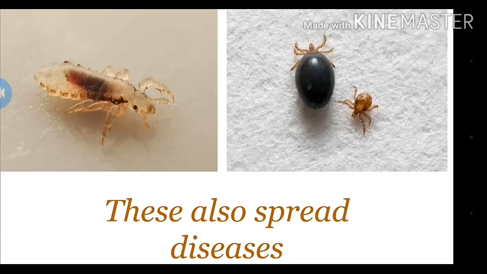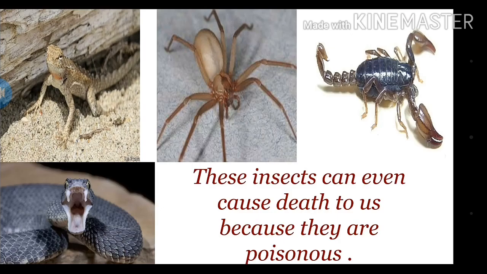Then the next, that is the lice and these ticks. These also spread diseases. These are not just insects, but these also spread diseases. Some of the insects are also poisonous, and because of these we can even cause death. These poisonous animals are the poisonous lizard, the spider, the scorpion, and the last, that is the snake. So we have to be careful of these harmful animals.